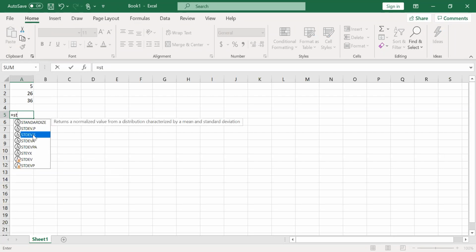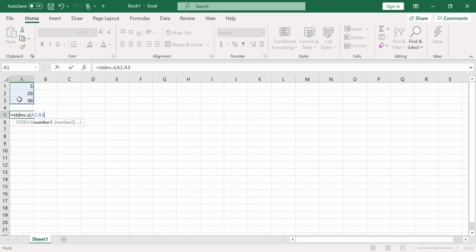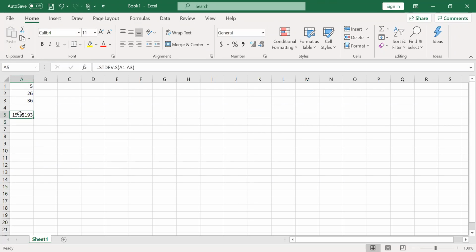And you can do stdev.s, and that is going to be the standard deviation of a sample. You select the data you want, and that's about what we got. But remember, we rounded. No, that's actually pretty darn good. That's about what we got, 15.82.